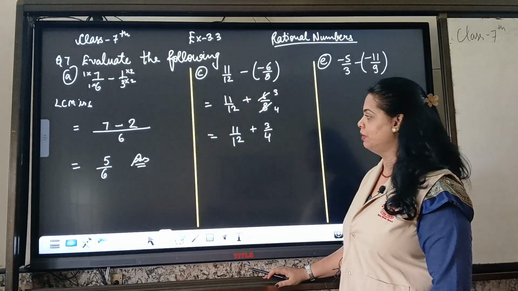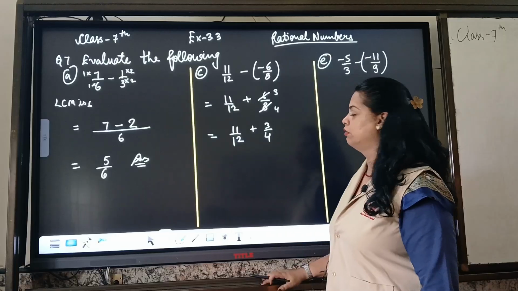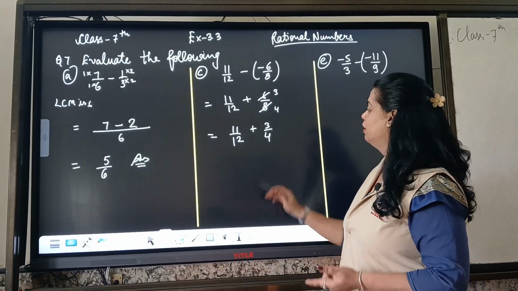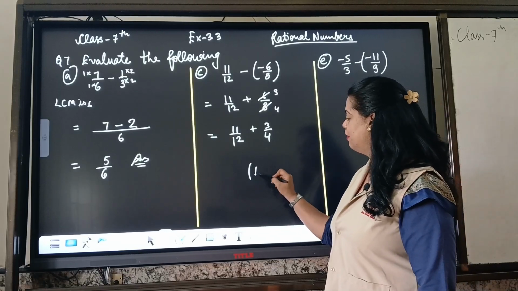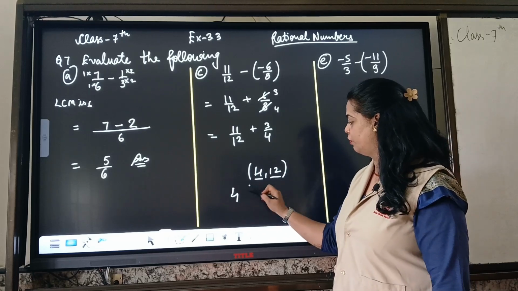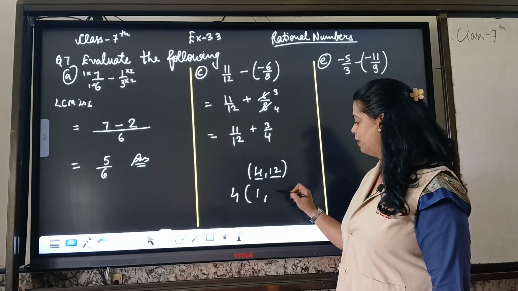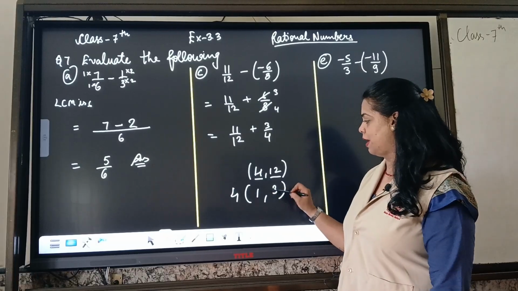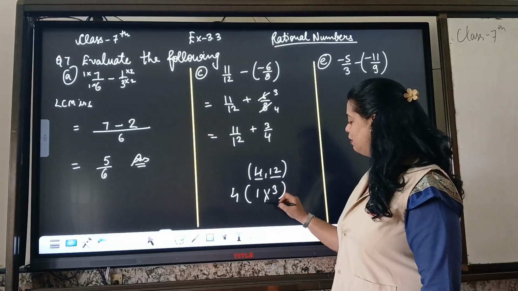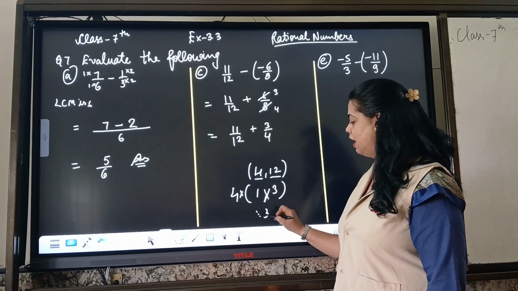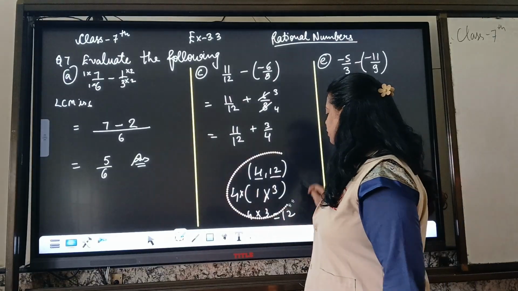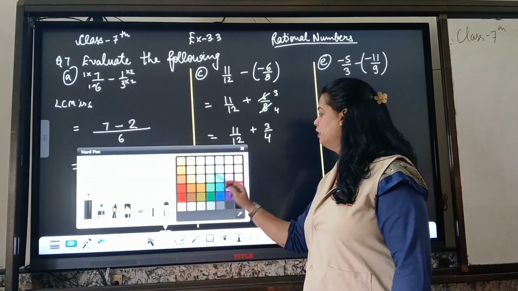And what would be the LCM here? The table of 4 and 12: both are available in the table of 4. So LCM would be 12. How to check? I am writing 4 comma 12 for the LCM. Which common table can we take out? I can take out the table of 4, so it will remain 1 after division and it will remain 3. The numbers remaining under the bracket and outside the bracket we will multiply, and that will be our LCM. After multiplication we get 1 3s are 3 and 3 4s are 12. So LCM is 12.